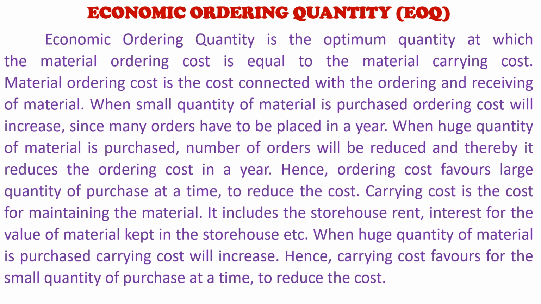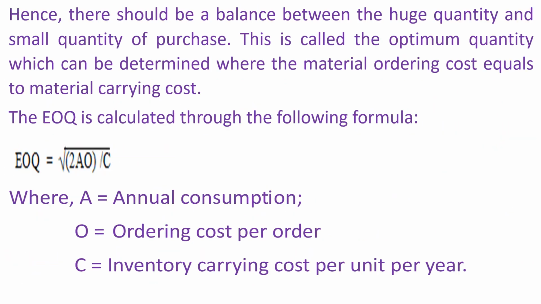Hence, ordering cost favors large quantity of purchase at a time, to reduce the cost. Carrying cost is the cost for maintaining the material. It includes the storehouse rent, interest for the value of material kept in the storehouse, etc. When a huge quantity of material is purchased, carrying cost will increase. Hence, carrying cost favors the small quantity of purchase at a time, to reduce the cost. Hence, there should be a balance between the huge quantity and small quantity of purchase. This is called the optimum quantity, which can be determined where the material ordering cost equals the material carrying cost.